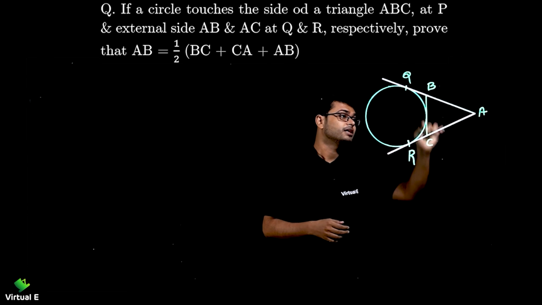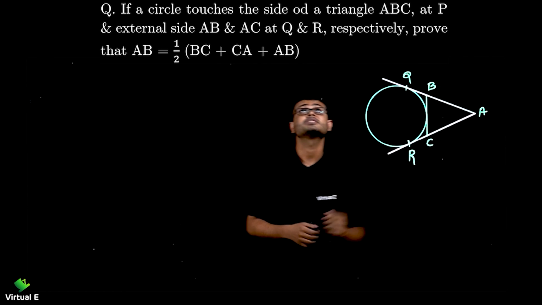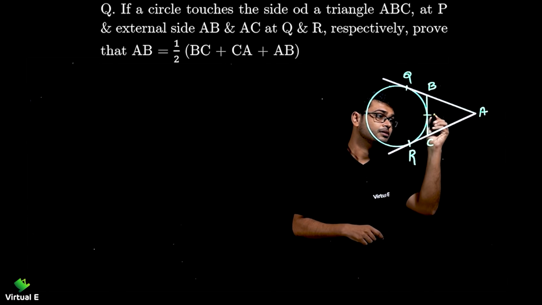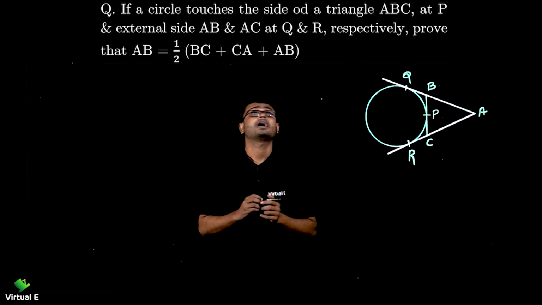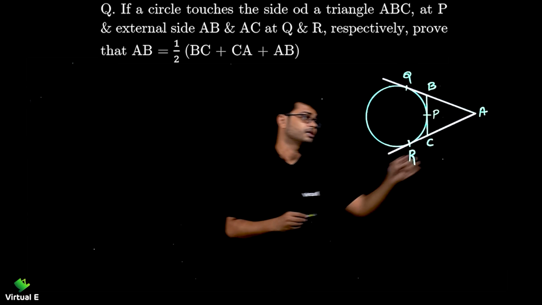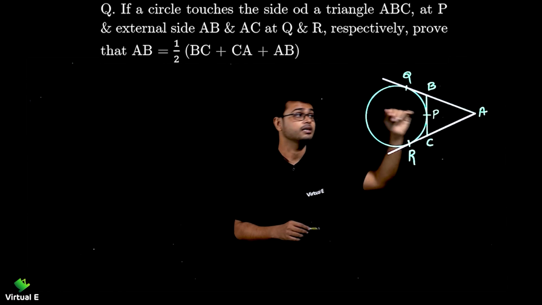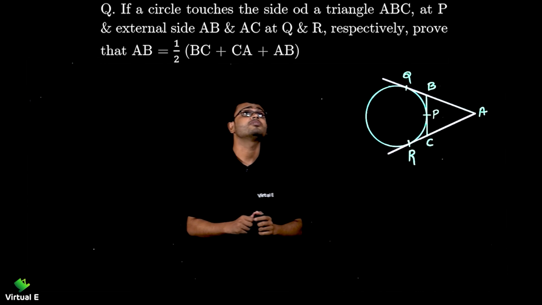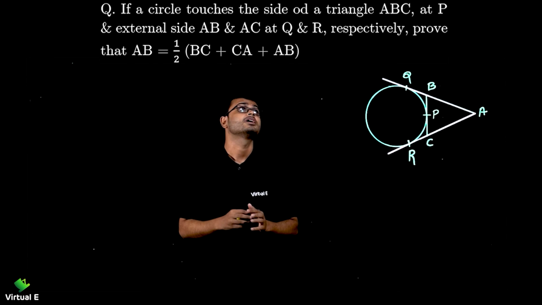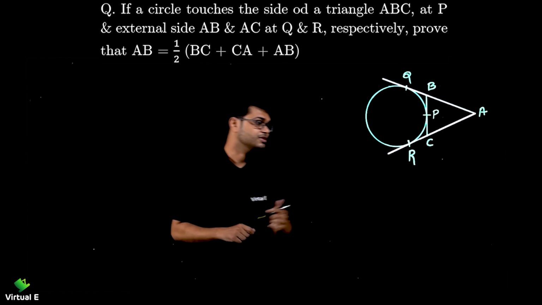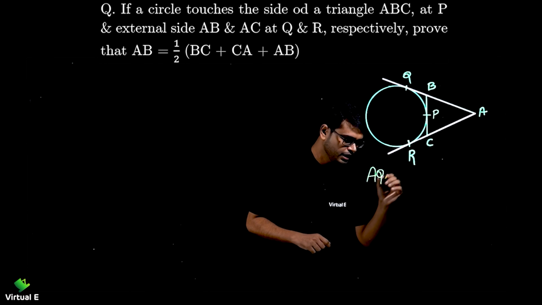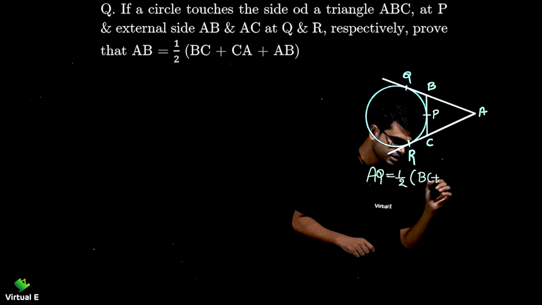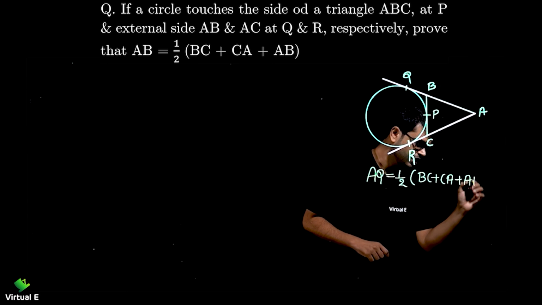Triangle ABC, and the circle touches the side of it at P. So let's label over here as P. And external sides AB and AC. External sides means we need to extend a little bit, at Q and R respectively. Prove that AQ is equal to half of BC plus CA plus AB. Let's write over here what we need to prove: AQ is equal to half into BC plus CA plus AB.